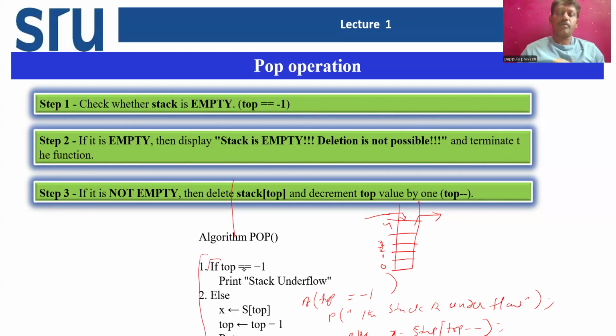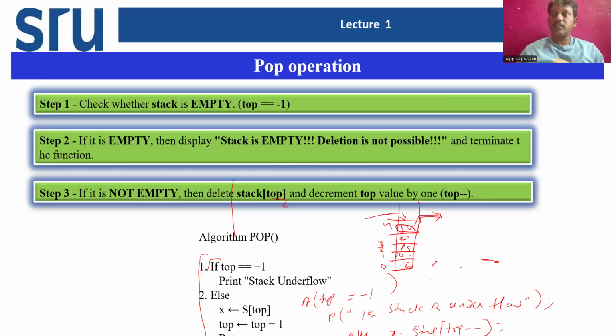First one, top equal to minus 1. So now stack is underflow. Stack is underflow means there is no elements in the stack. Otherwise, we remove the top element. What is the top element here? For example, we have 5, 10, 15, 20, 30, we assume. Now which is the last element? 30 is the last element.